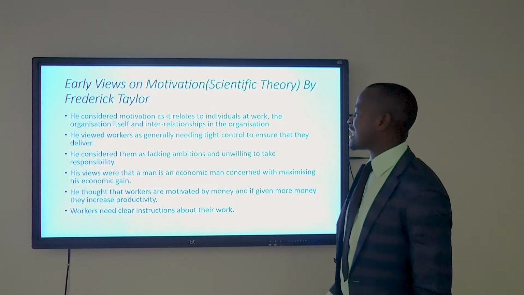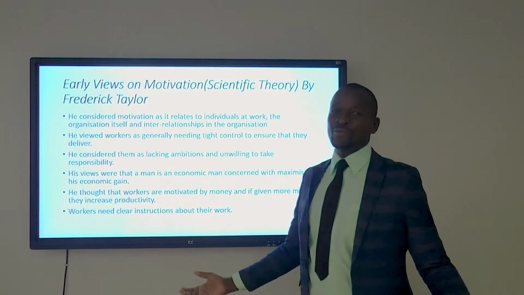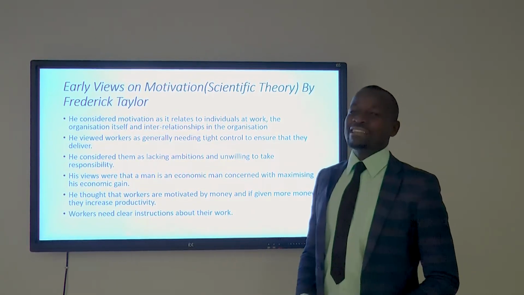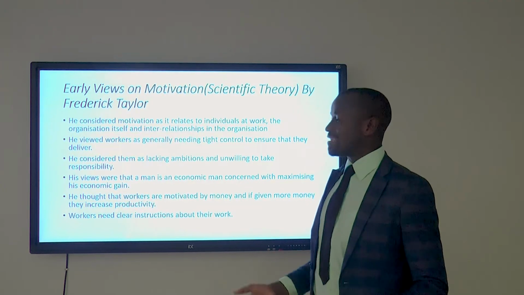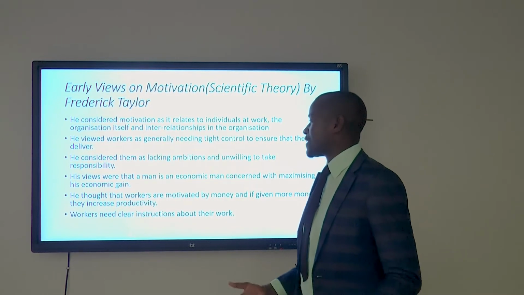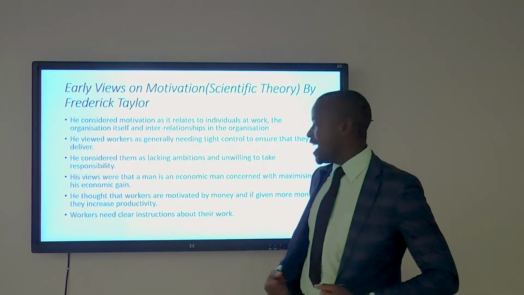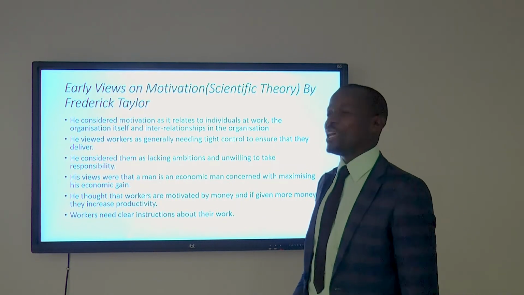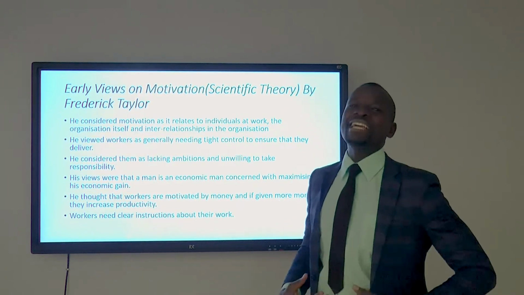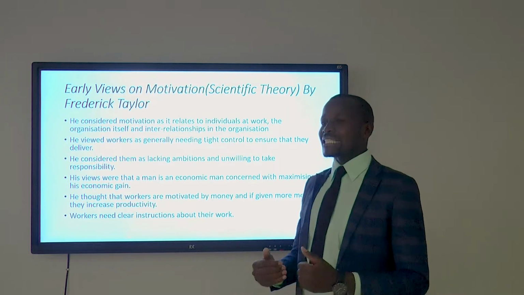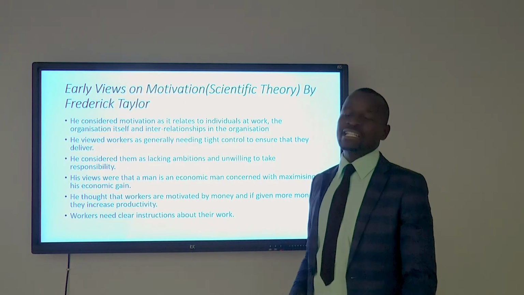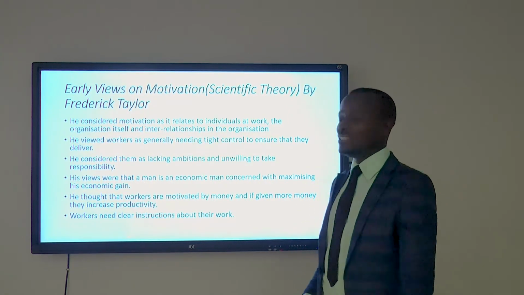He considered them as lacking ambitions and unwilling to take responsibilities. He said workers, they don't want that. They just think about their homes, they think about their problems at home rather than working for the institution. Mr. Taylor also views that a man is an economic man. And when we say a man is an economic man, we are saying he is only concerned with maximizing his economic gain. He wants those benefits which are self-centered, which means Mr. Taylor was saying a man is egocentric. He only thinks about him and him only.